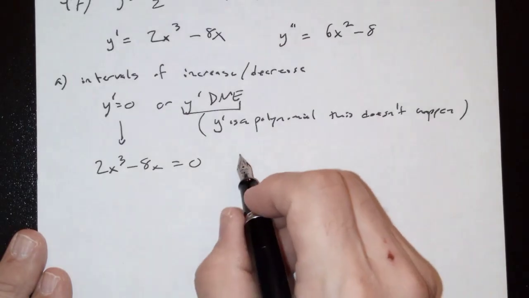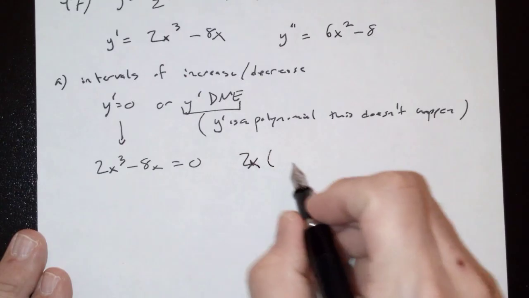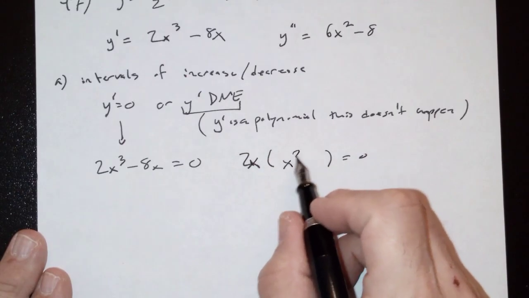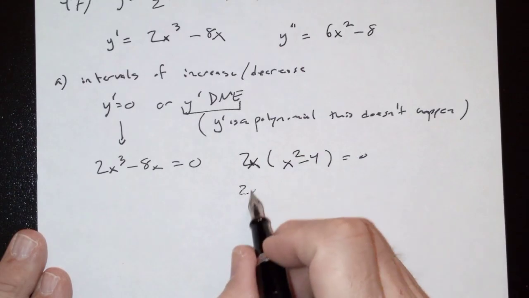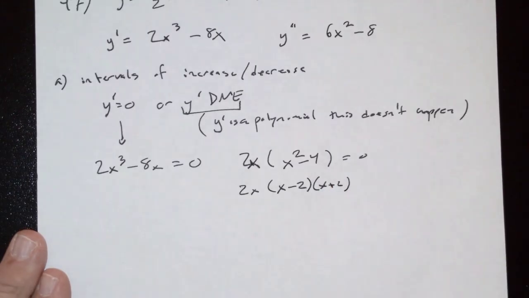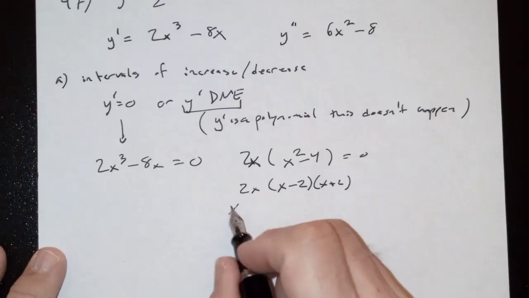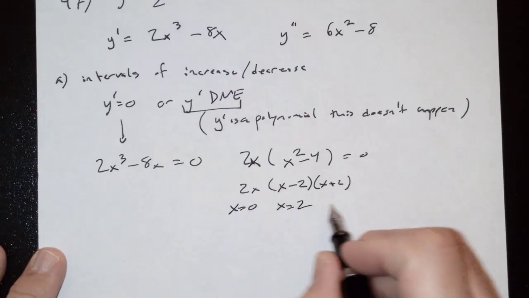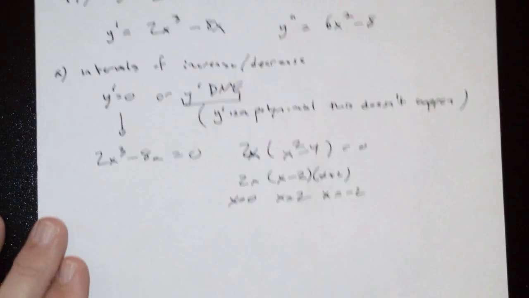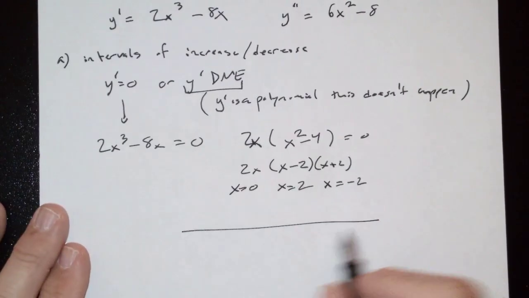I take out a 2x, and I'm left with something which I can factor further. So I have three critical numbers where we're equal to 0. I have x equals 0. I have x equals positive 2, and x equals negative 2. Now I make a sign chart. Put these on a number line, find out what's going on in between those values.